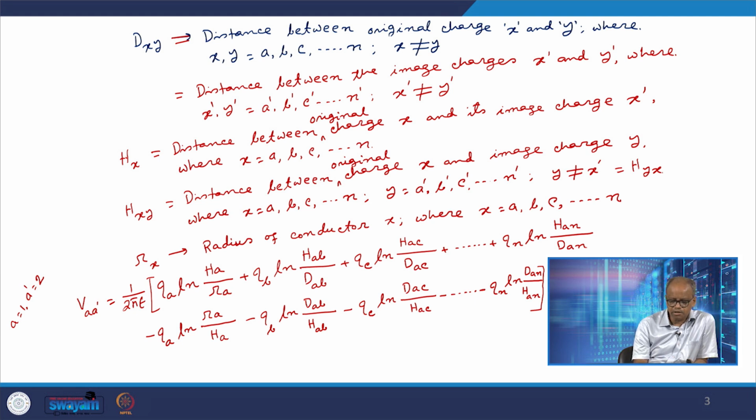So, it would be 1 by pi e into QL. And again, if I combine this and this, I can very simply see that it would also be equal to plus 2 QB log HAB by DAB. If I combine these two together, QC and minus QC, by the same process it would be plus 2 QC log HAC by DAC, and then dot dot dot. Lastly, if I combine the expressions due to Qn and minus Qn, these will come out to be plus 2 Qn HAN by DAN.